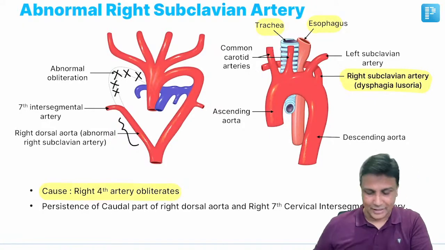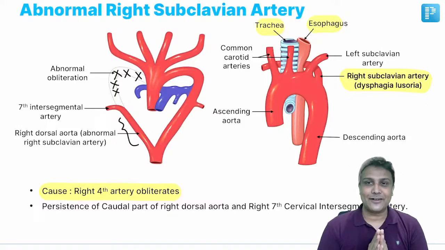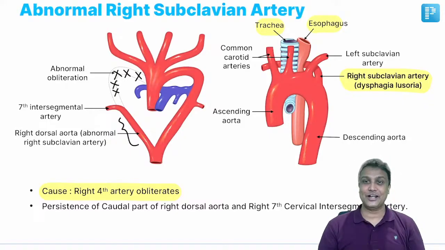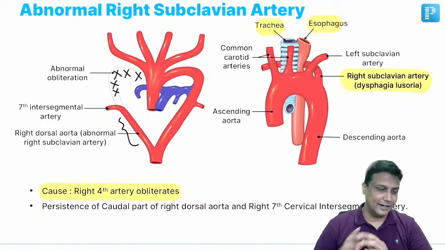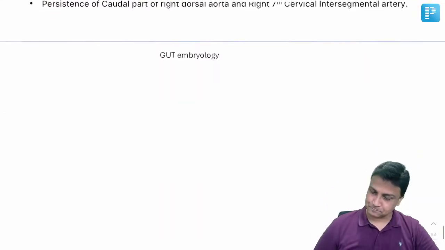Are you understanding here? So abnormal right subclavian artery, that is dysphagia lusoria, is because of the obliterated right fourth arch artery. The right fourth arch artery is obliterated, sir.